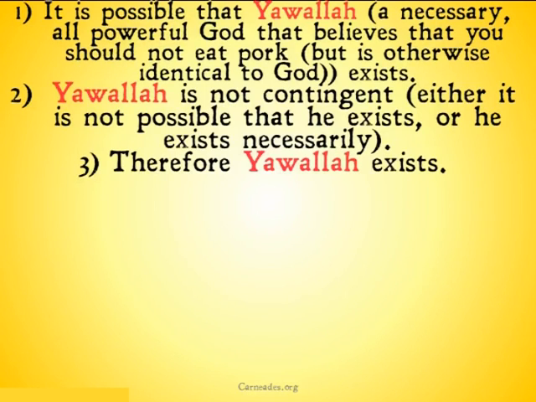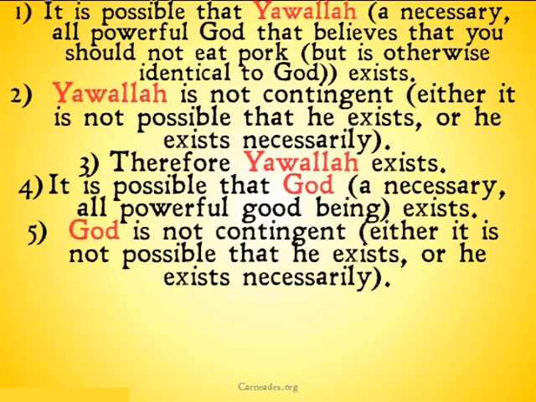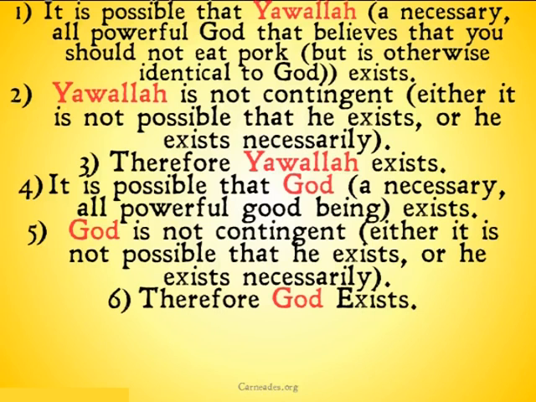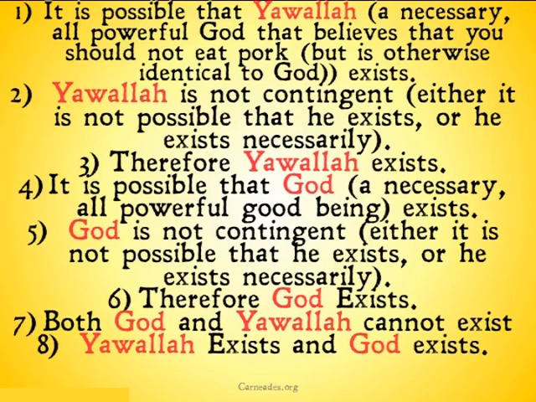Once again, we can run the argument. It is possible that Yahweh, a necessary, all-powerful God that believes you should not eat pork but is otherwise identical to God, exists. Yahweh is not contingent, either it is not possible he exists or he exists necessarily, therefore Yahweh exists. It is possible that God, a necessary, all-powerful good being, exists. God is not contingent, either it is not possible he exists or he exists necessarily. Therefore God exists.